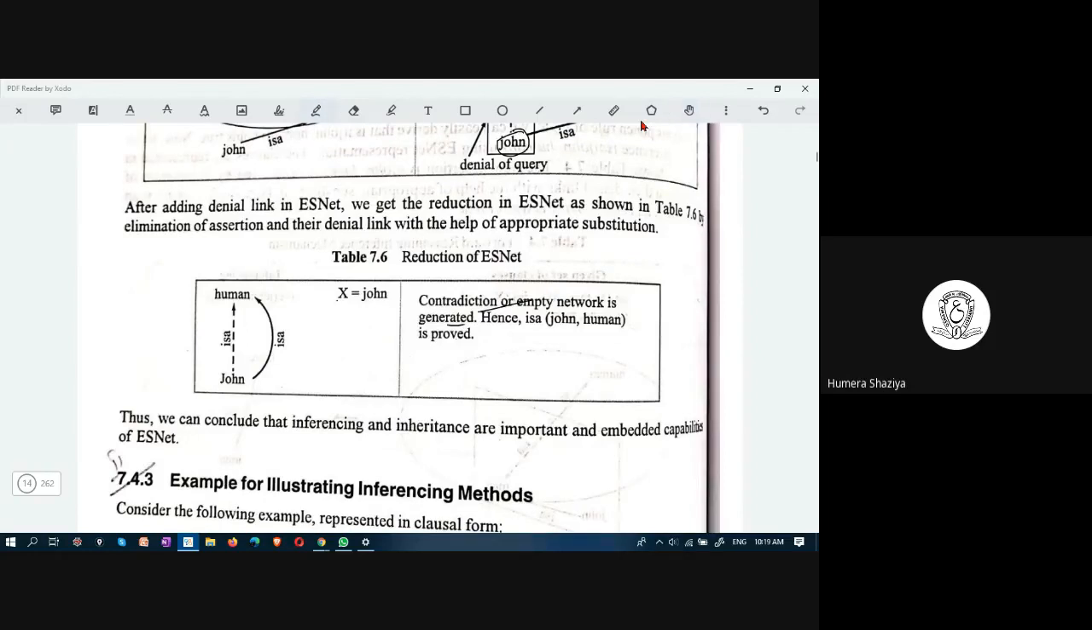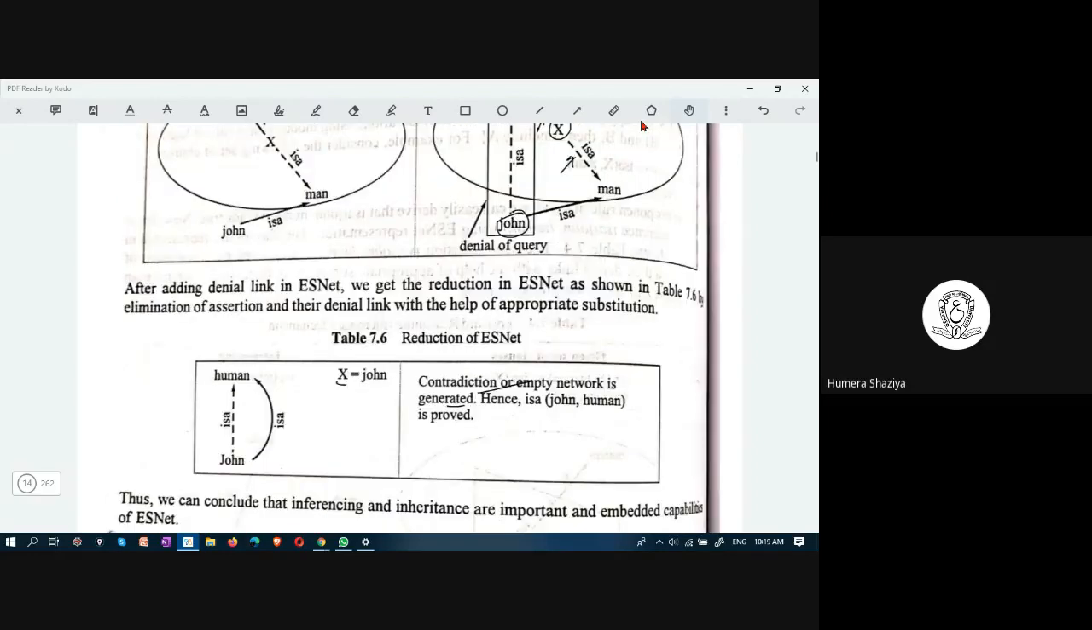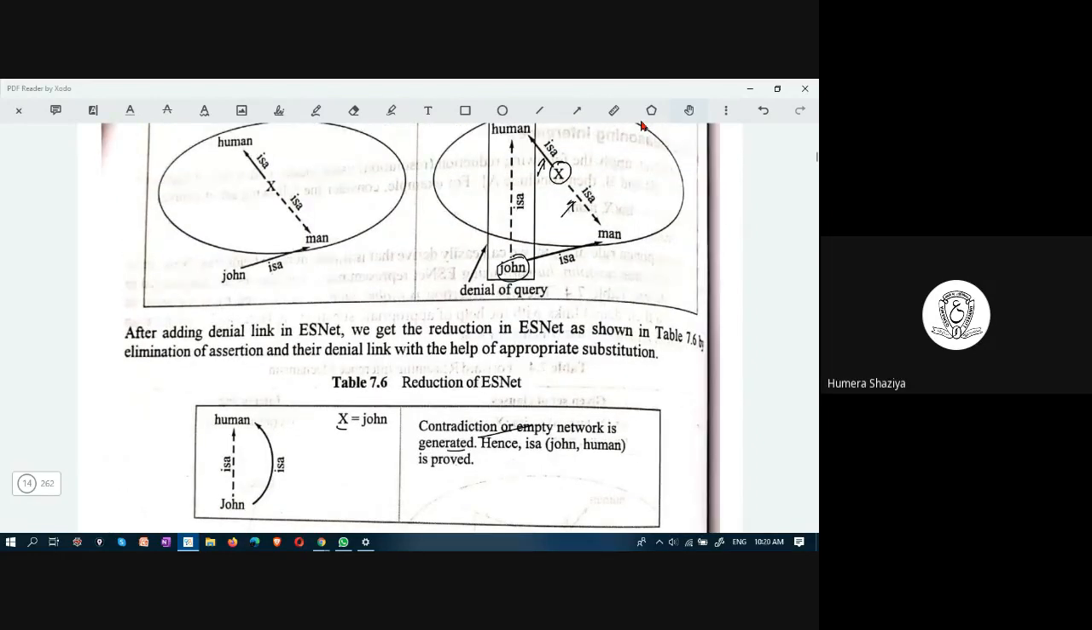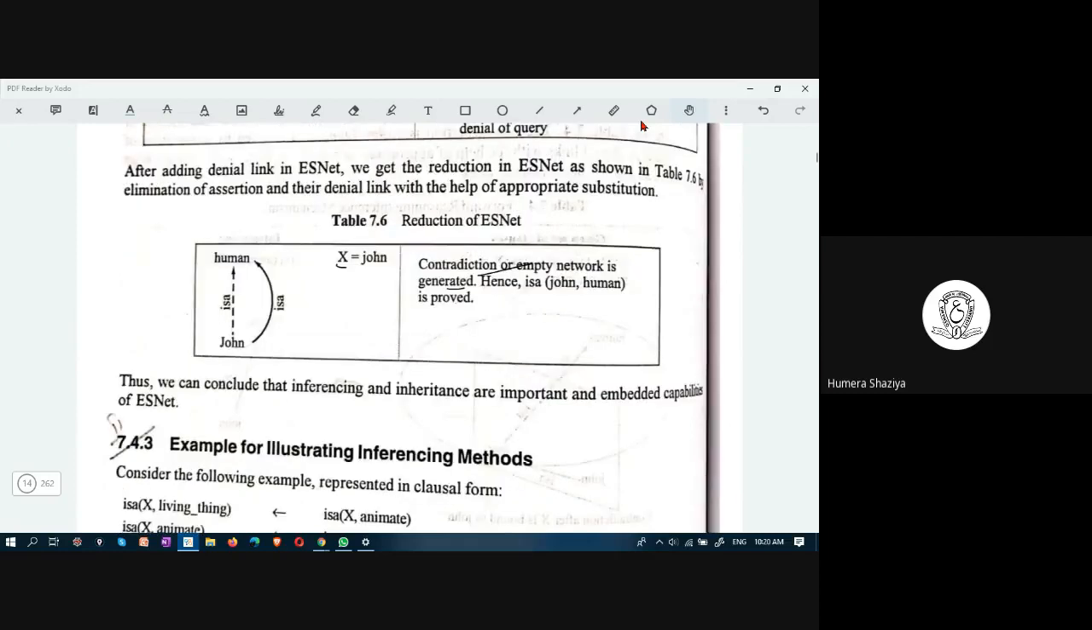When you substitute X equals John, you say that here, in place of X you put John, you get John is a human, John is a man. Contradiction or empty network, which is known as a contradiction or empty network. And therefore, it can be concluded that inferencing and inheritance are important and embedded capabilities of ESNet.